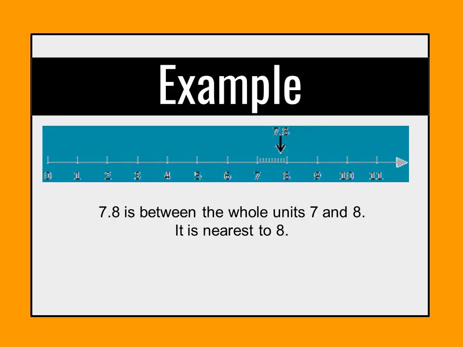Here is an example of how to round a decimal to the nearest whole number. Round 7.8 to the nearest whole number. 7.8 is between 7 and 8. Is it nearer to 7 or 8? 7.8 is 8 when rounded to the nearest whole number. 7.8 is approximately 8.